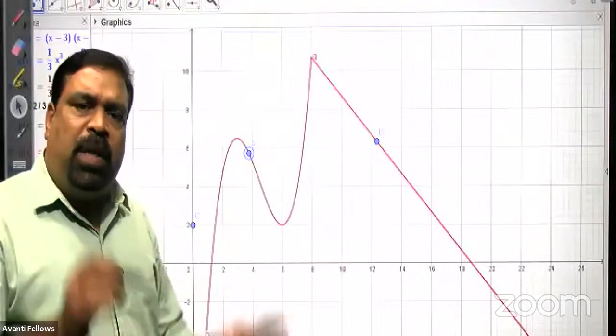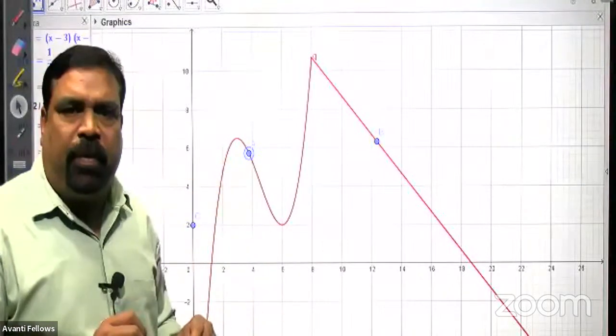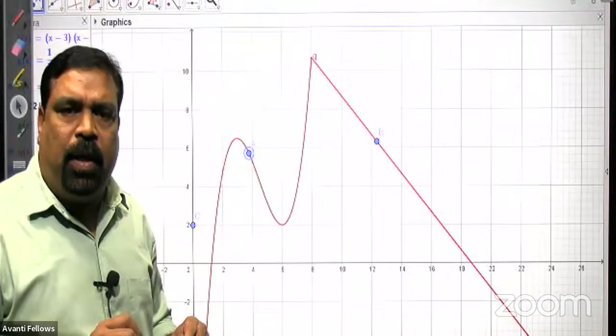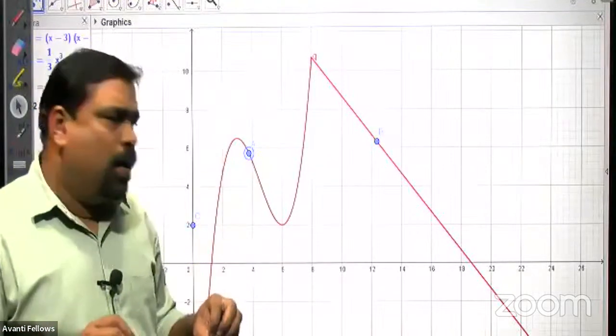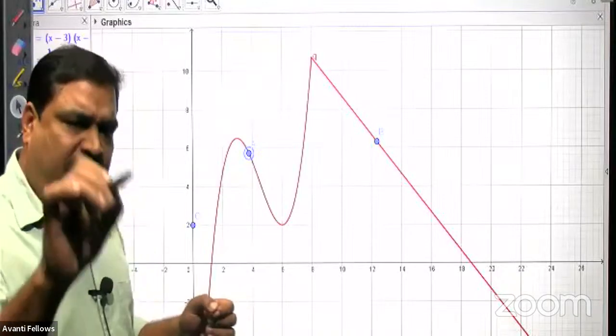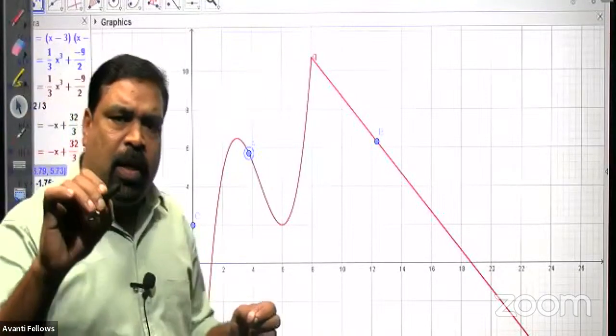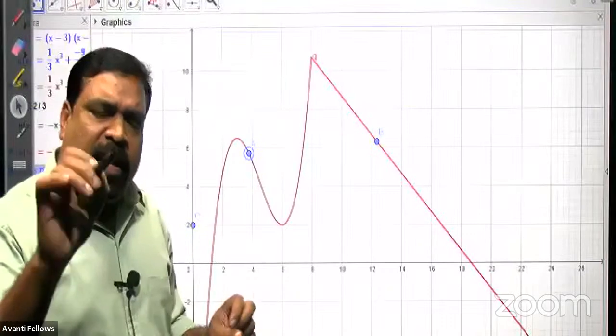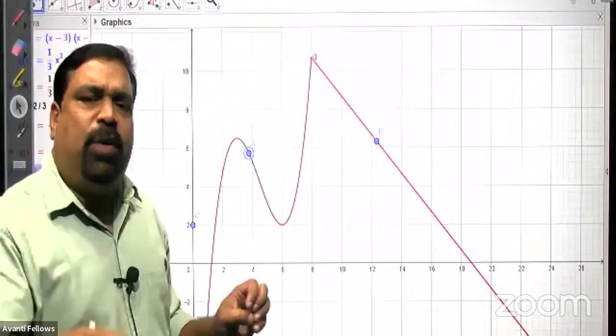So if this is the condition, and suppose there is a function and there is a critical point, some critical point, now we have to identify how to get the critical point actually. Critical point means f dash x equal to 0.